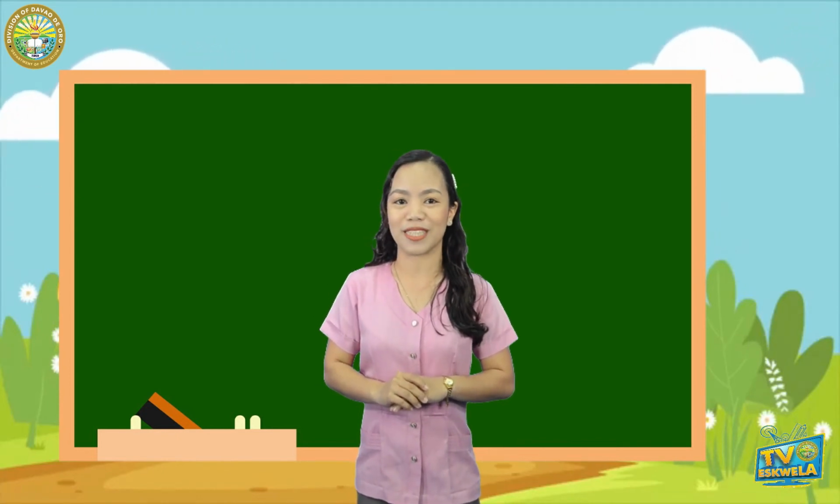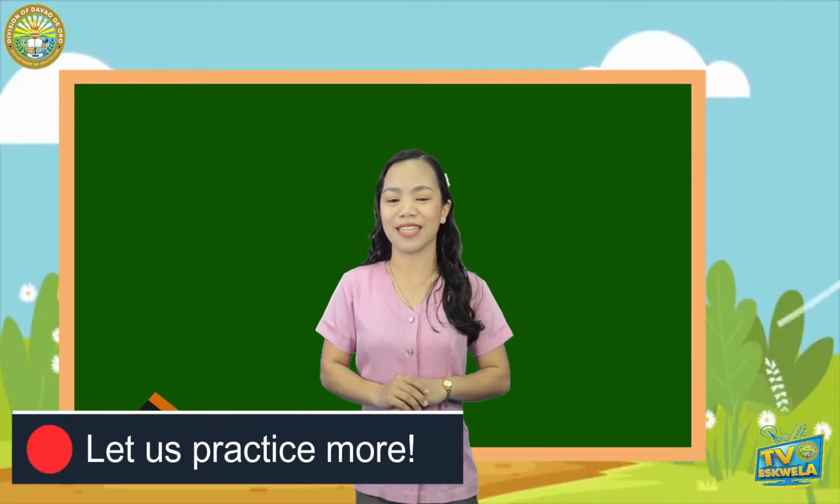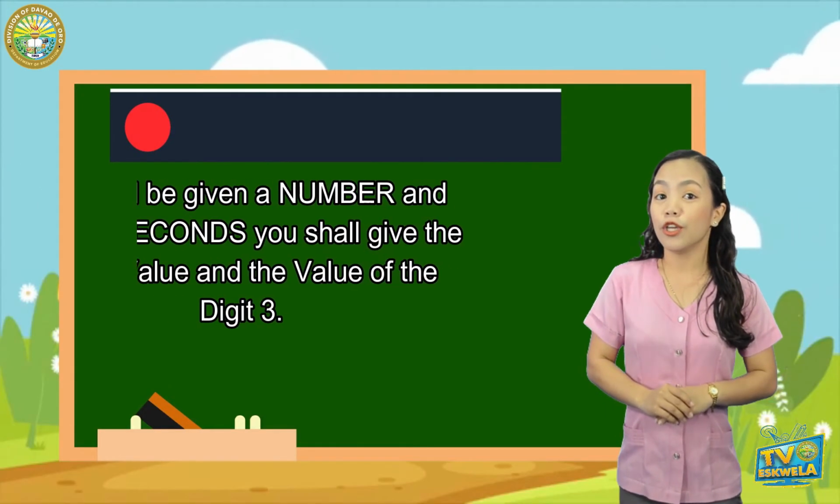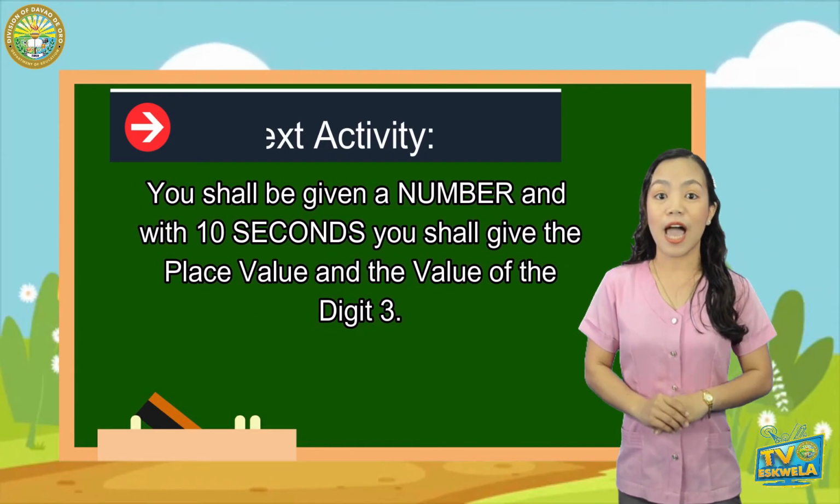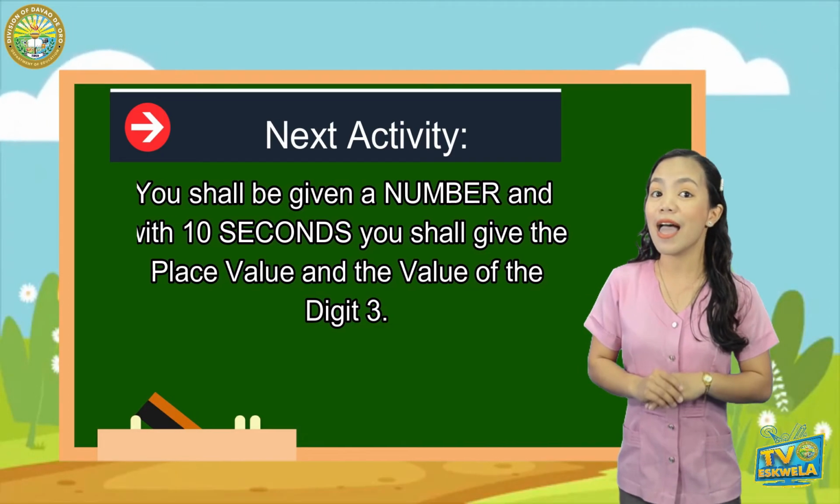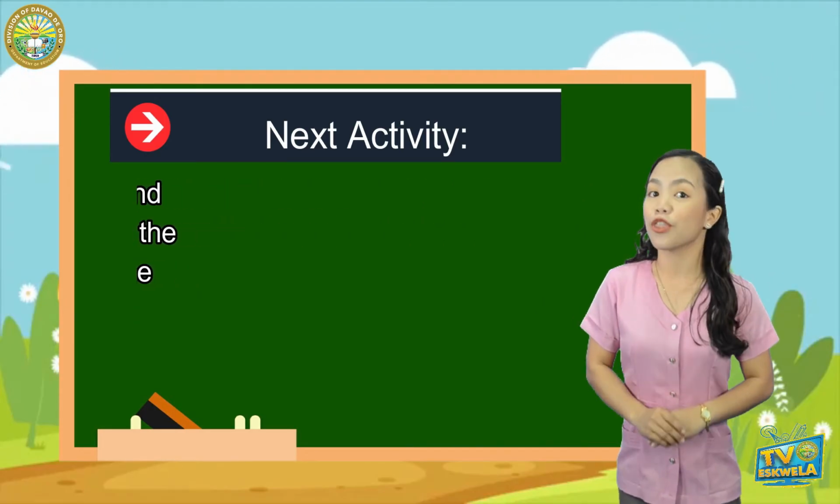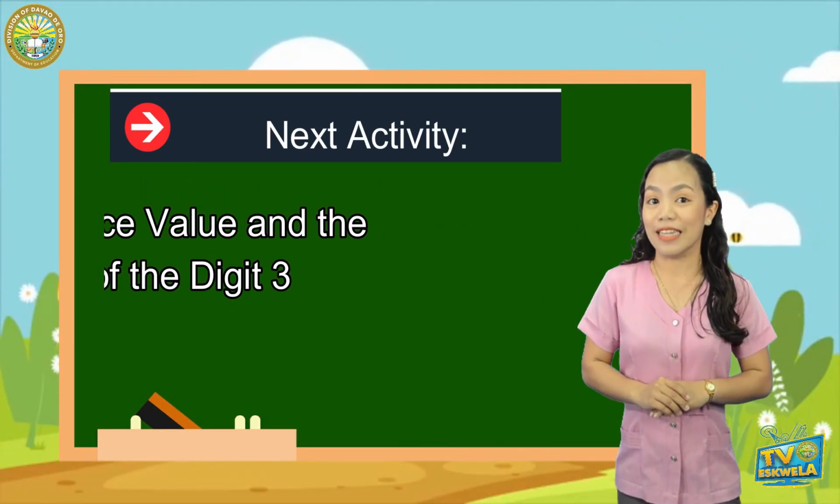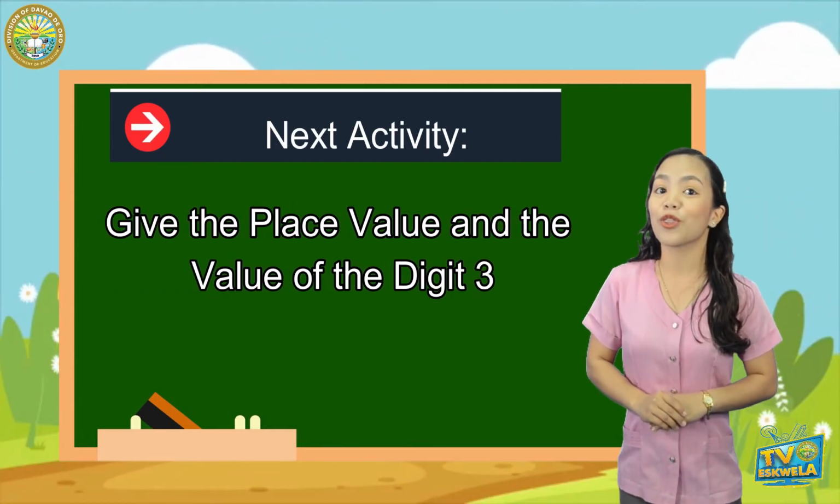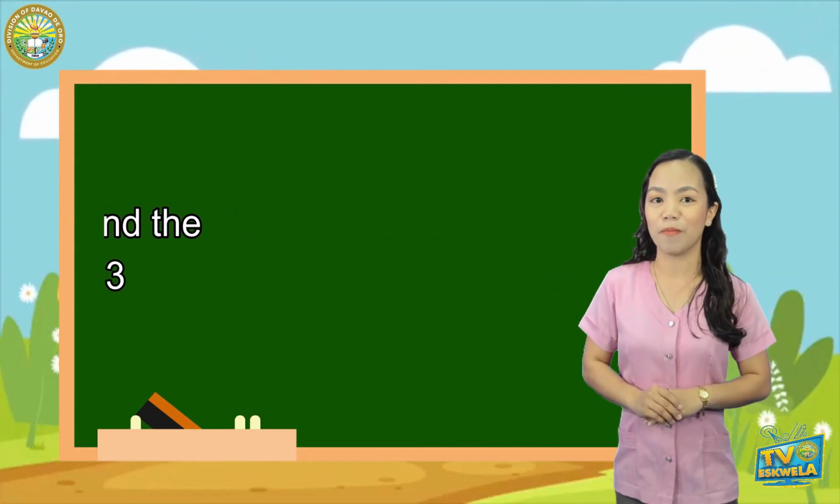That activity has been challenging and at the same time helpful that enabled you to master the decimal concepts. Let's practice more. On this next activity, you shall be given a number and within 10 seconds, you shall give the place value and the value of the digit 3. Again, give the place value and value of the digit 3 in each given number.